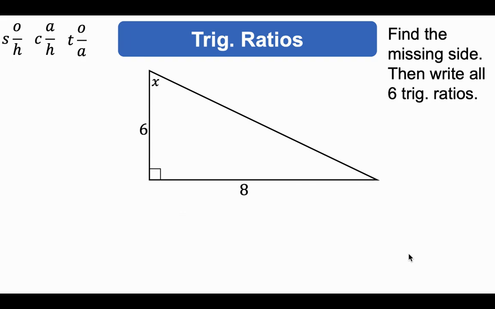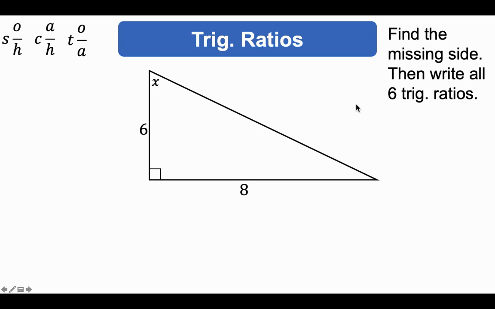So your problems are going to look a little bit like this. You're going to have a triangle. I'm going to give you two sides on some of them, and I am using x as my variable here. Like I said, normally this is theta, but sometimes you'll see an x. So you've got 6, 8, and an angle of x, and you're asked to write all 6 trig functions.